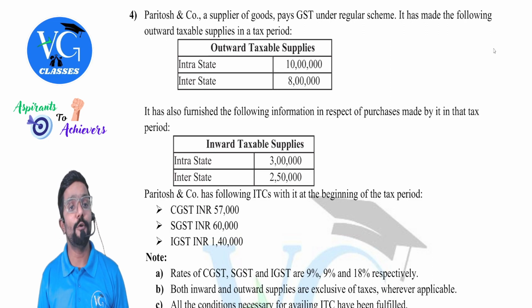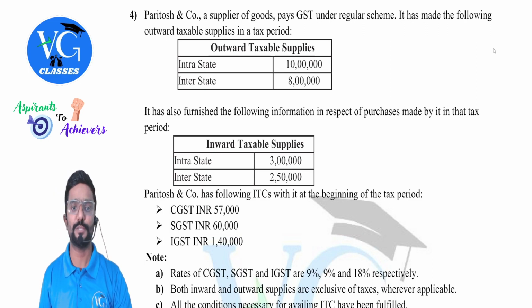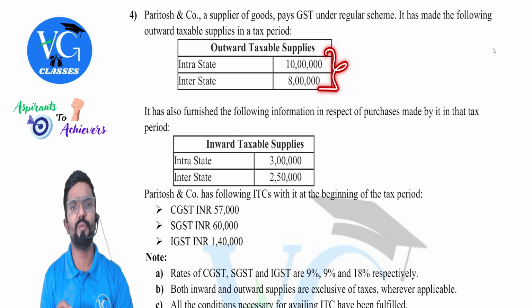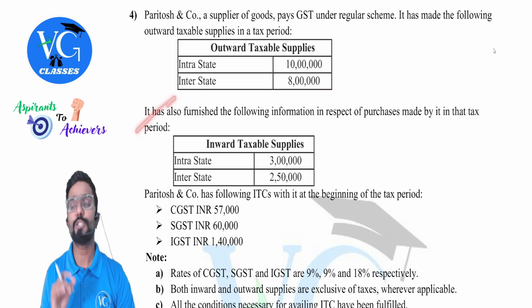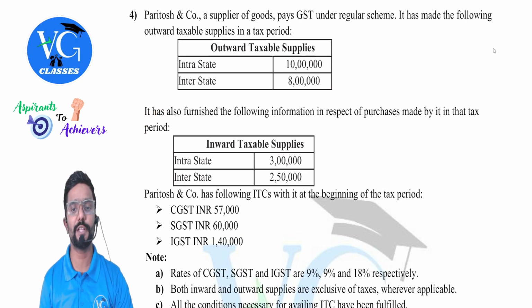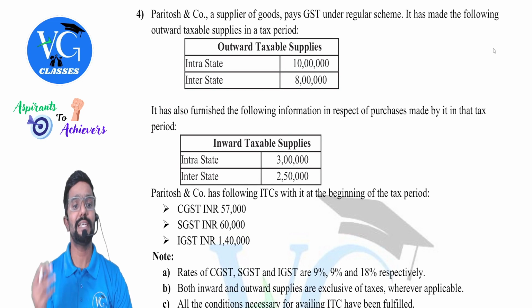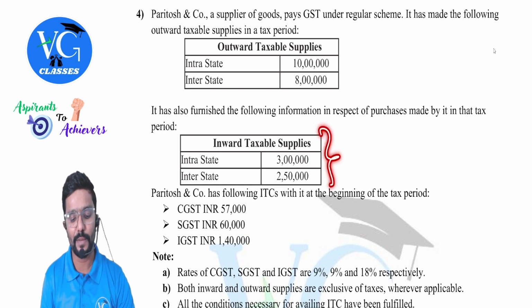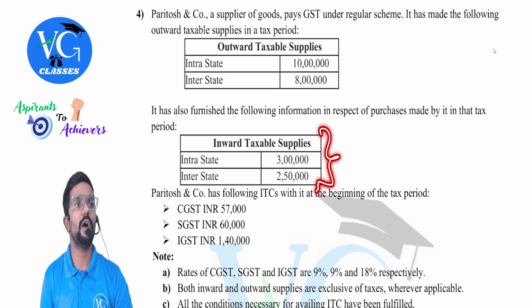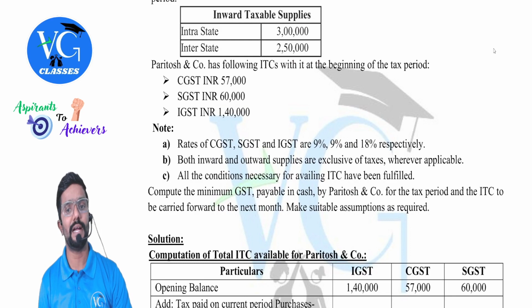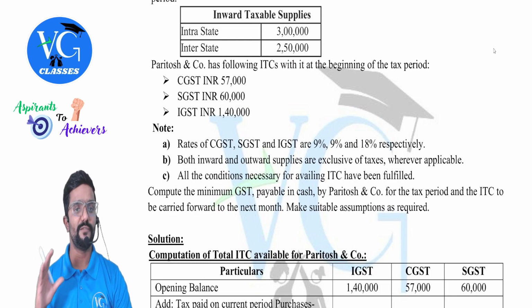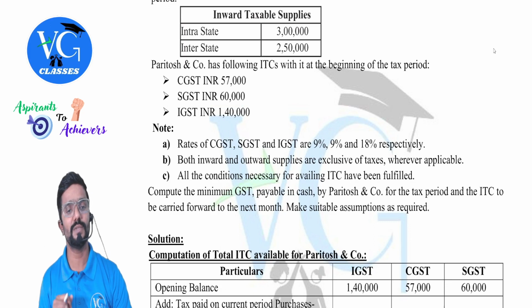It has made the following outward taxable supplies in the tax period. Outward supplies. On this, what we need to calculate? Input tax or output tax? Output tax. Then it has also furnished the following information in respect of the purchases made by it in that tax period. Okay, they have given inward supplies on which we need to calculate what? Output or input tax? Input tax. Paritosh and Co. has the following ITCs with it at the beginning of the tax period. CGST 57,000, SGST 60,000, IGST 1,40,000.